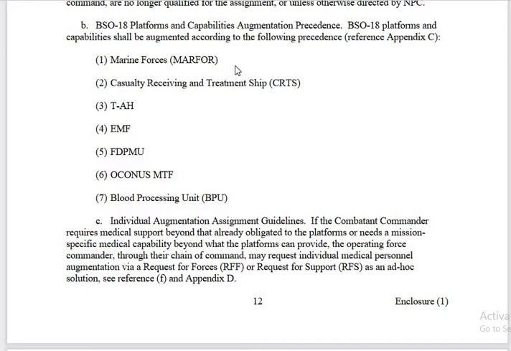So again, if you have no idea what you're looking at, but you recognize that Marines are one of them, Casualty Receiving and Treatment Ship is another one, Hospital Ship's one, EMF's one, FDP-MU's one, OCONUS MTF is one, Blood Processing Unit. Just really try to focus on at least half of them. If you know number one is Marine Forces and number 7 is Blood Processing, if the question is which of these would be filled first, if you know it's not the blood, you can just use process of elimination.